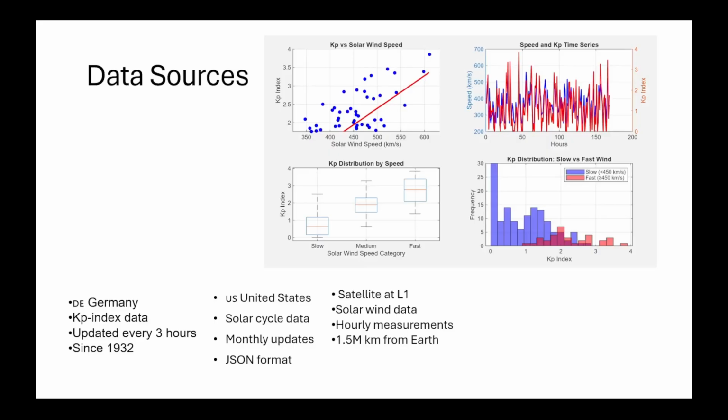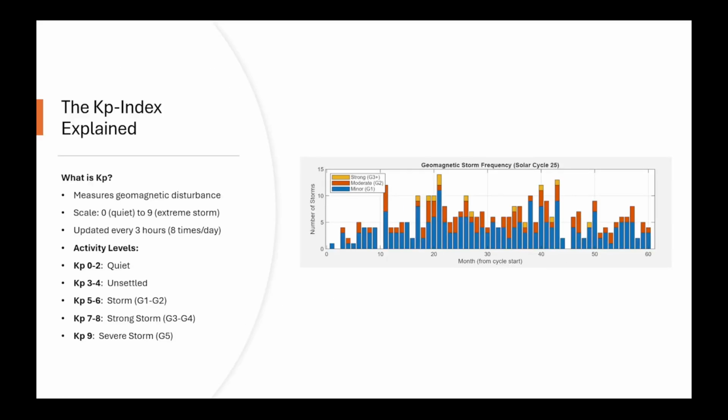The system integrates three authoritative data sources: the KP index from Germany, solar cycle data from NOAA, and real-time solar wind measurements from NASA's ACE satellite. The KP index explained. The KP index is the key metric for geomagnetic activity. Values above 5 indicate storm conditions, which is when auroras become visible at lower altitudes.